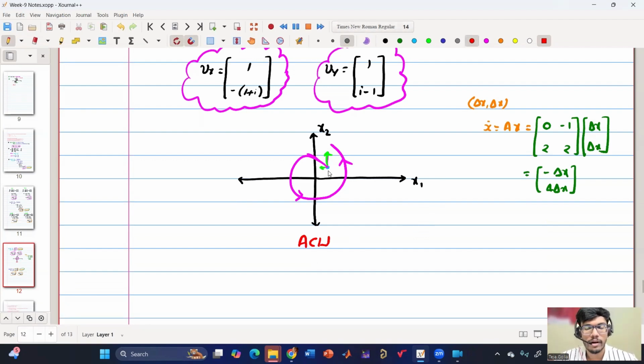We'll consider some point close to our equilibrium point, and then we'll calculate x dot. This x dot will give the direction of the trajectory. In x1 it is negative, so it is to the left side. In the y side it is 4 times positive, so the direction is this way. So it is going anti-clockwise. Is that clear, Naveen?